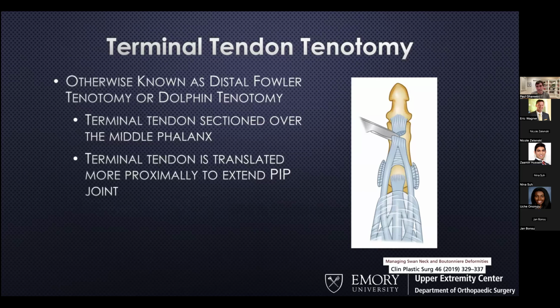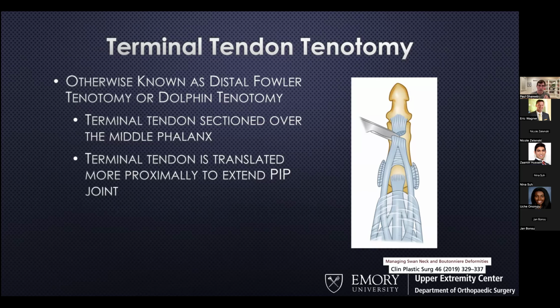So for the terminal tendon tenotomy, people will call it a distal Fowler or a dolphin tenotomy. And what you're doing is you're simply cutting the terminal tendon over the middle phalanx. And by doing that, the terminal tendon translates more proximally, and instead of extending the DIP joint, now it provides some extension to the PIP joint. So you're essentially trying to convert the finger from a boutonniere deformity to a mallet deformity.